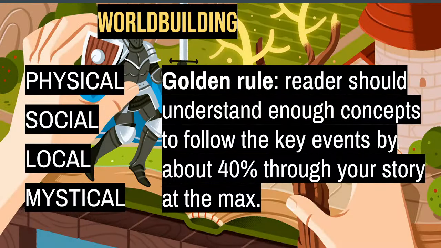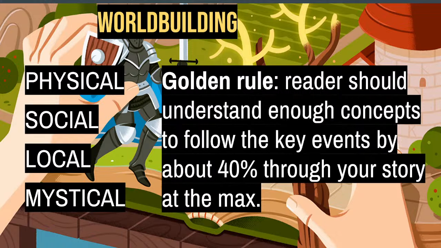World building. So we have four major types. We have your physical, social, local, and mystical. Generally, we're going to think a reader should understand enough concepts to follow the key events of your story by about 40% of the way through, I'm going to say, the pilot. Obviously, there can be elements in your world building in any of these four categories that are not fully unspooled in the pilot alone. It's going to take many more episodes to fully dig to the heart of how all these different things work.